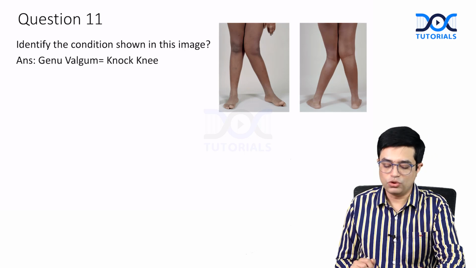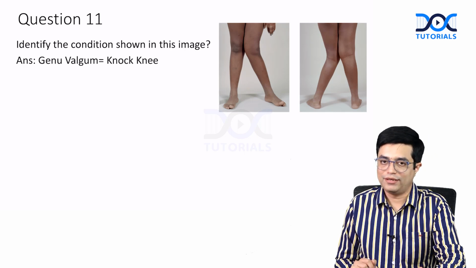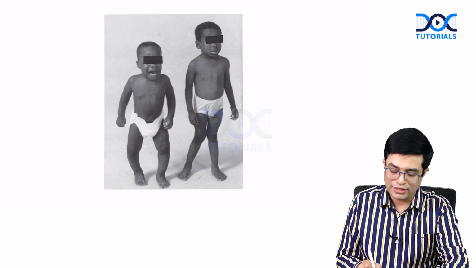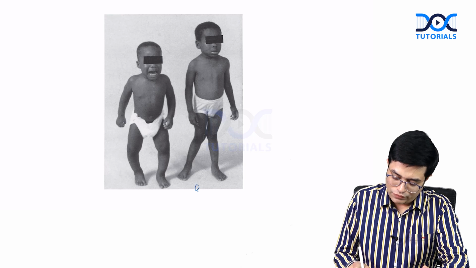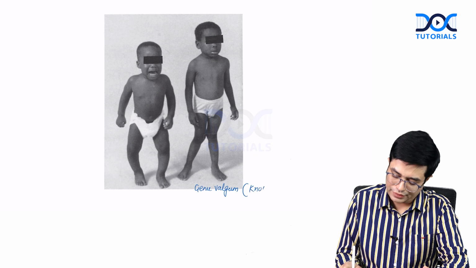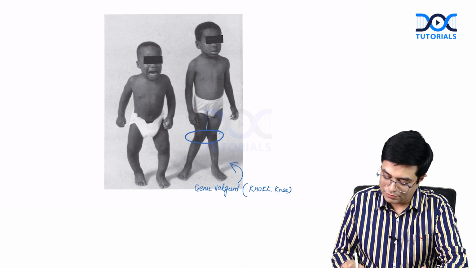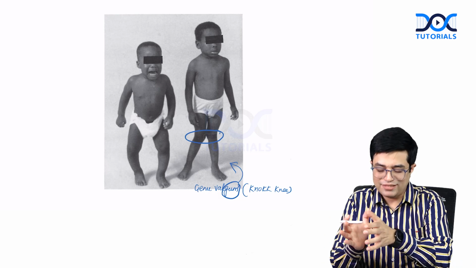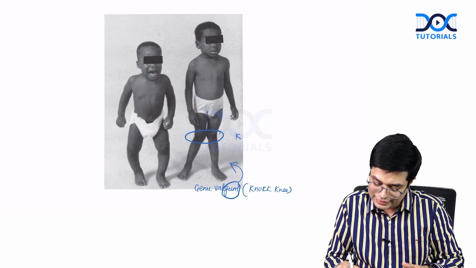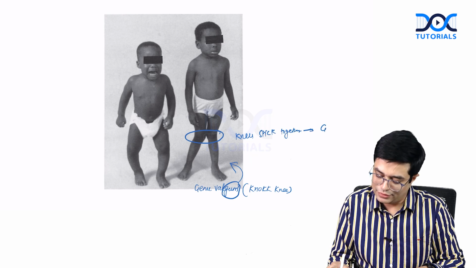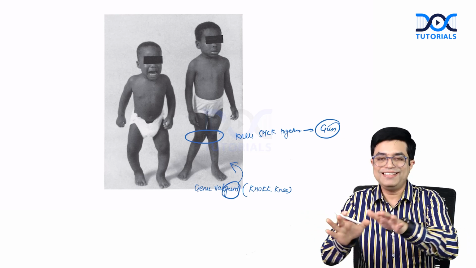This child is having genu valgum or knock knee. Now, there are two varieties, two forms you have already known. These are the two children. This is the child who's having genu valgum, that is knock knee, right? Their knees are close. How to remember? Gum. Gum makes the knees stick together. So, genu valgum is knees sticking together.